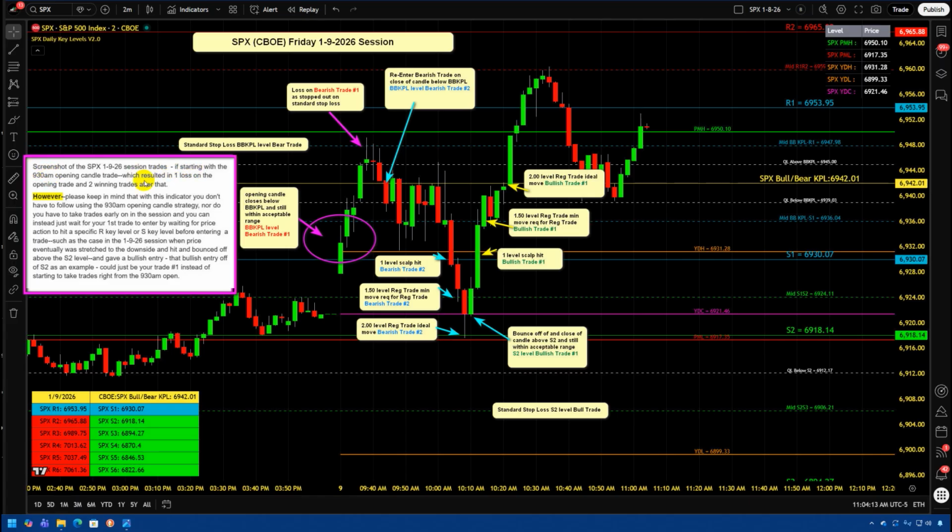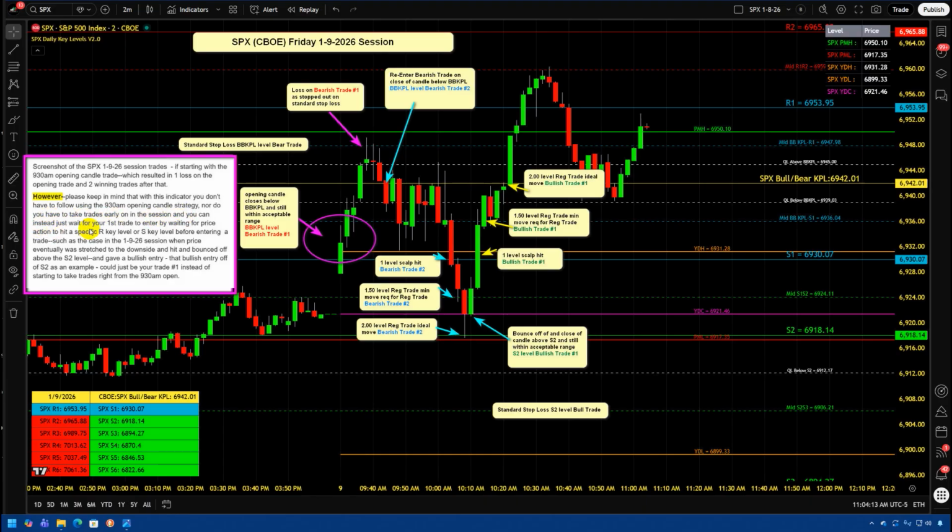If starting with the 9:30 a.m. opening candle in this particular session, if you were starting your trades with the 9:30 a.m. opening candle, this resulted in one loss on the opening trade, which was this bearish trade here, and then there were two winning trades after that. However, please keep in mind that with this indicator, you don't have to follow using the 9:30 a.m. opening candle strategy, nor do you have to take trades early on in the session.